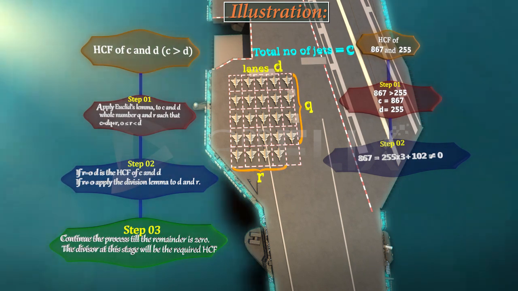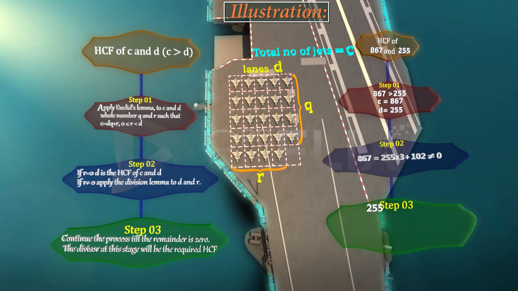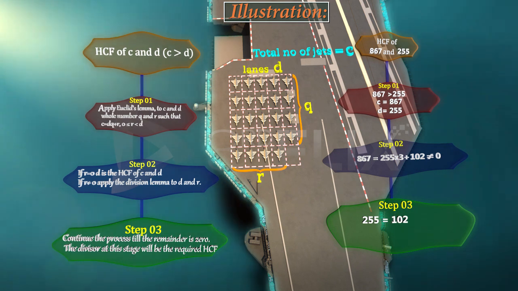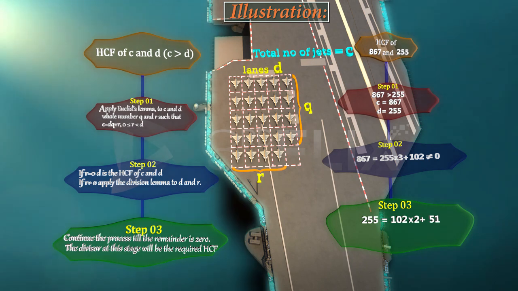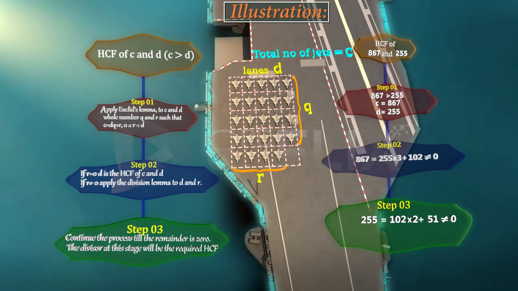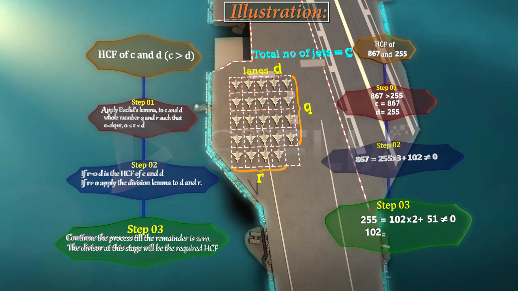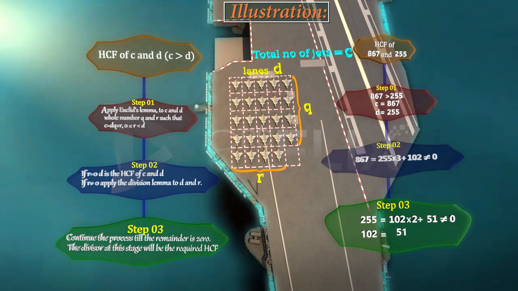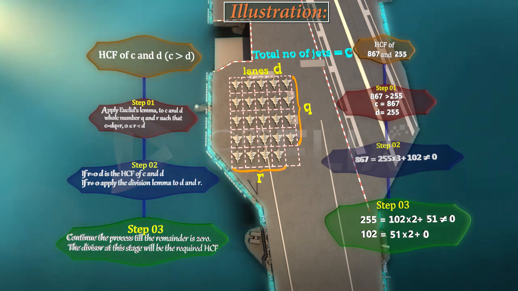Again, by using Euclid's division lemma, we have 255 equals 102 multiplied by 2 plus 51. Here, we observe that the remainder is not equal to 0, so let us continue the process. Again, by using Euclid's division lemma, we have 102 equals 51 multiplied by 2 plus 0.